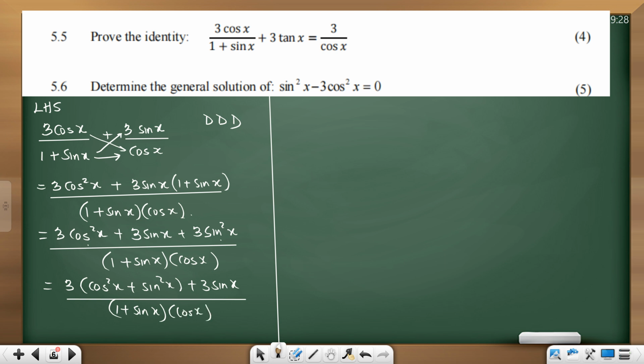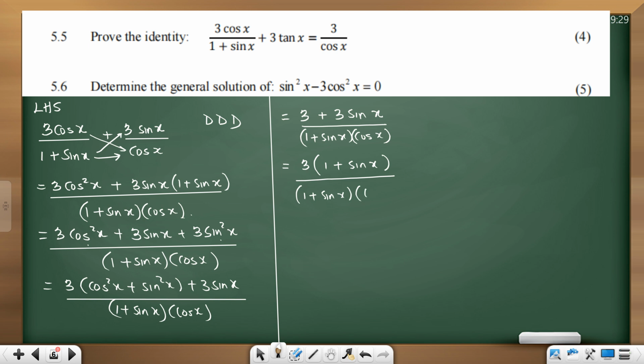Now sine squared x plus cos squared x will give us 1, so that remains as 3 plus 3 sine x over 1 plus sine x multiplied by cos x. What's common on the top? 3. 1 plus sine x over 1 plus sine x multiplied by, and you would see that that divides, cancels each other. 3 over cos x.